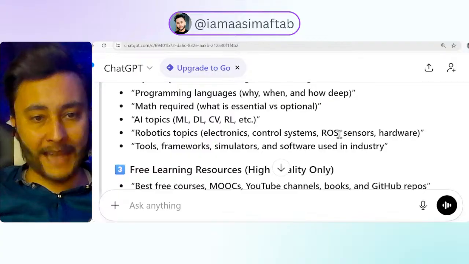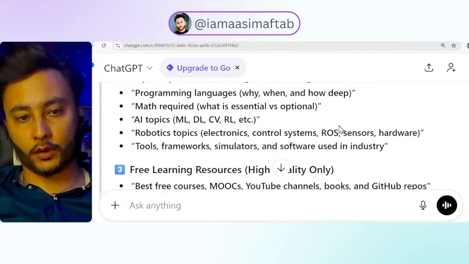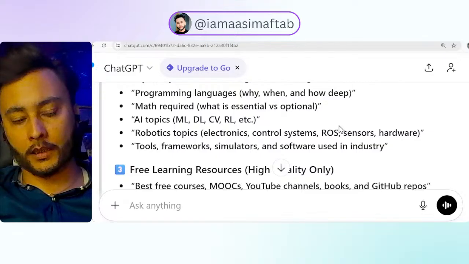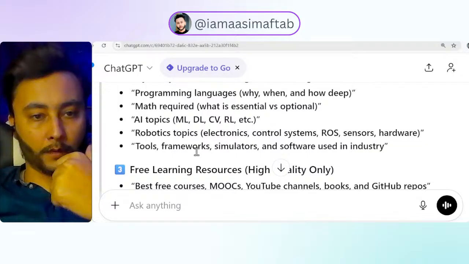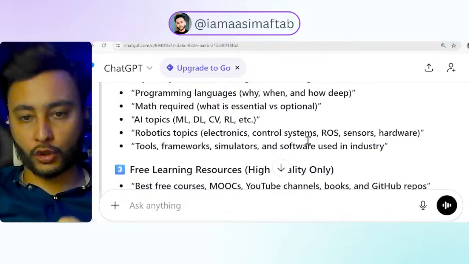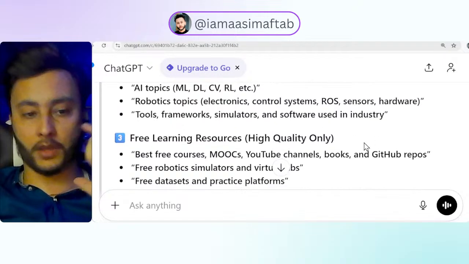Programming languages, math required, AI topics. ML stands for machine learning, DL stands for deep learning, CV stands for computer vision, R stands for robotics and robotics learning, etc. Robotics topics: electronics, control systems, ROS, sensors, hardware, tools, frameworks, simulators, and software used in industry.